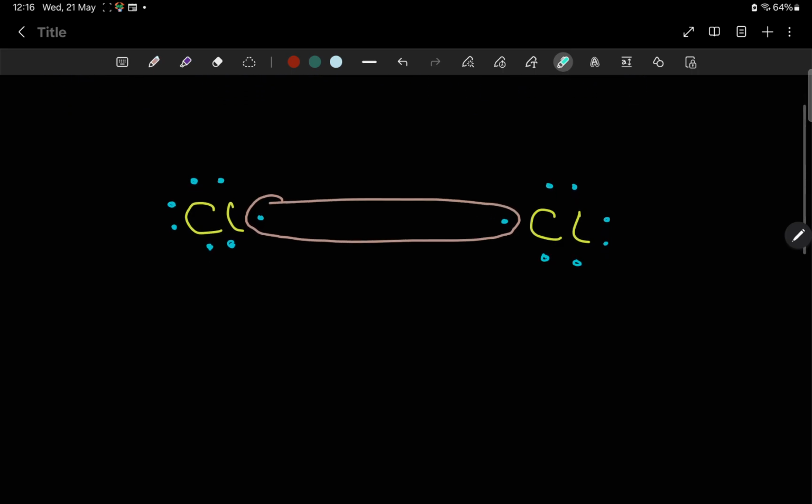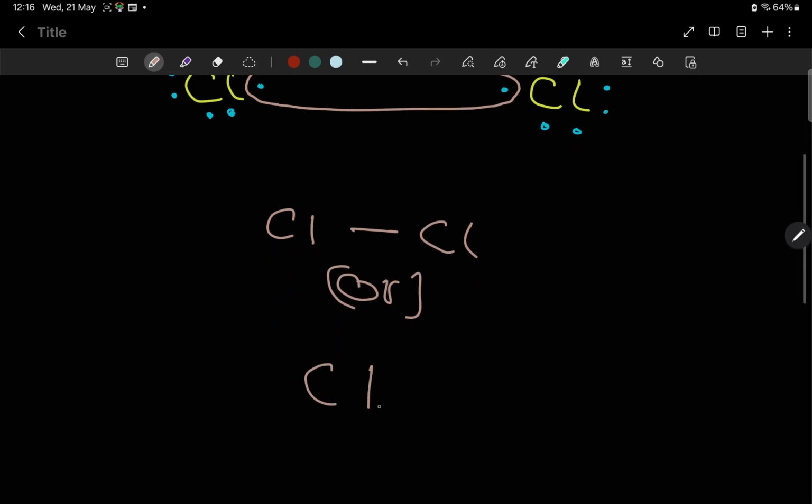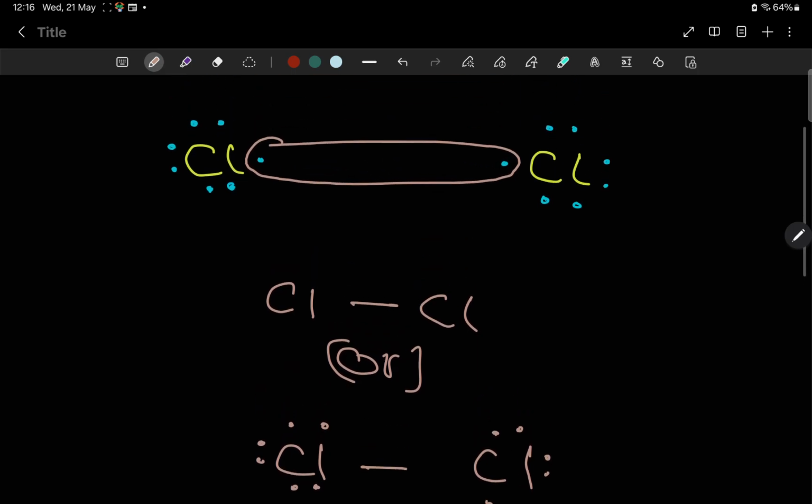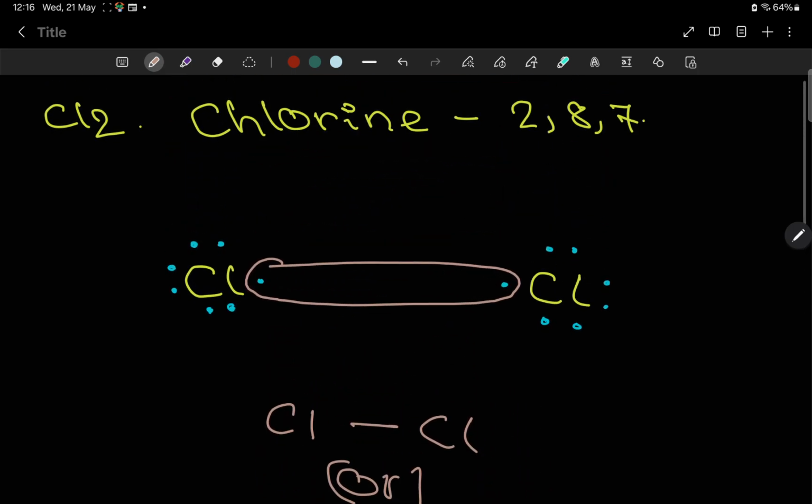So this can be written in type of bonds like Cl, Cl, and we can write the lone pairs. Lone pairs are nothing but the electron pairs which are not shared. Let us try another example.